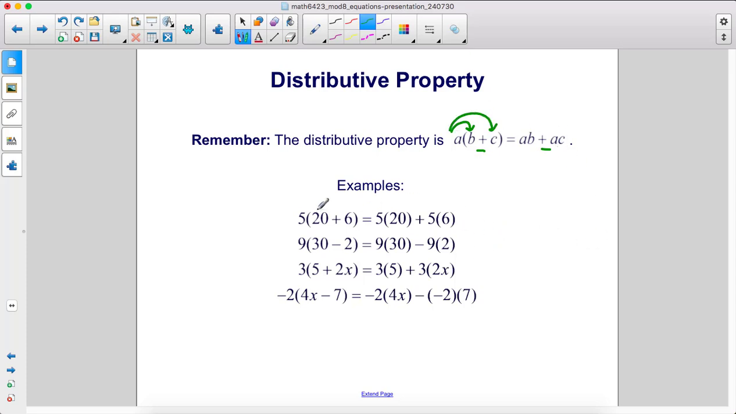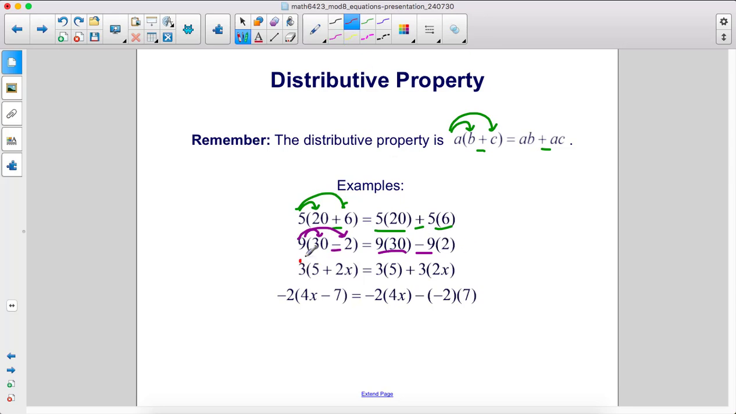Here are some examples. 5 times 20 plus 6 is 5 times 20 plus 5 times 6. We have 9 times 30 minus 9 times 2. And remember, don't put two negative signs in there. Don't put a negative sign here and here, because then they would cancel out when they're not supposed to.